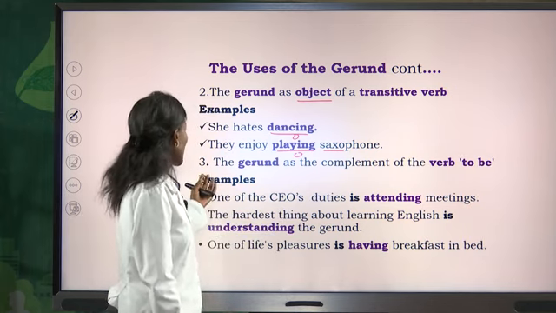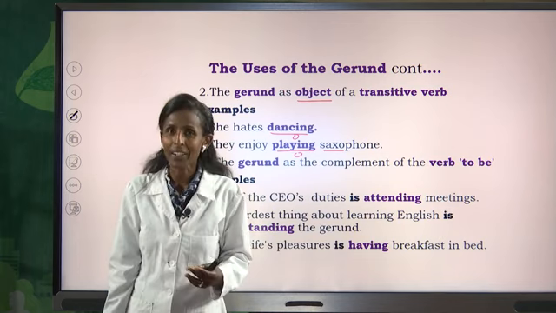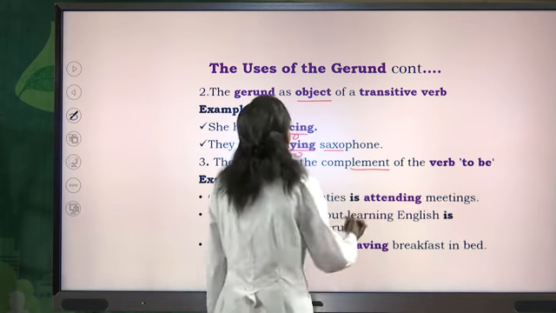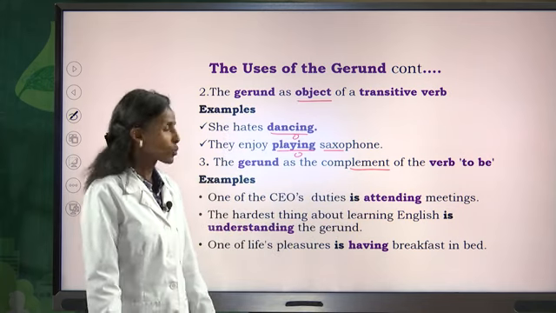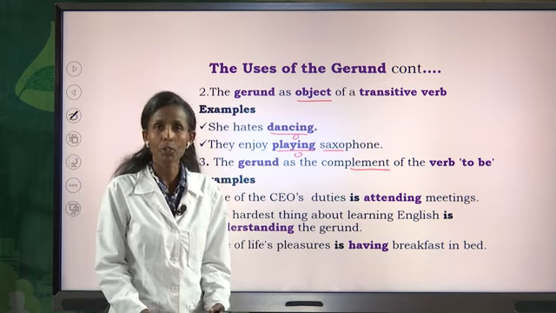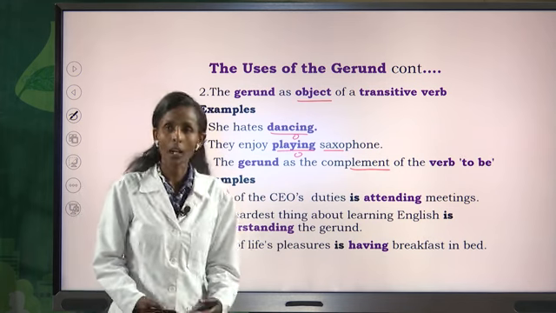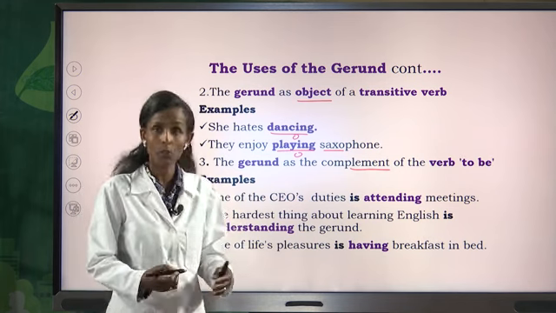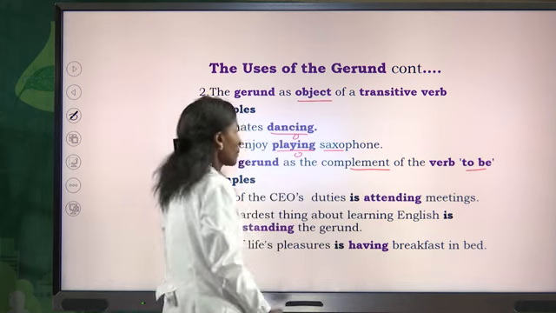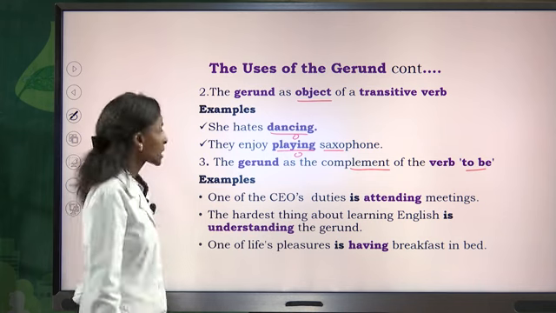Here you have the third use of the gerund, okay? What is it? The gerund as a complement of the verb to be. When you have a verb to be, it means what? A verb, auxiliary verb, which shows the state of being. Okay, like for example, I'm a student, I'm a teacher. When I say I'm a teacher, am is what? Verb to be. It shows the state of being a teacher. You see. So the concept of verb to be means a state of being something.